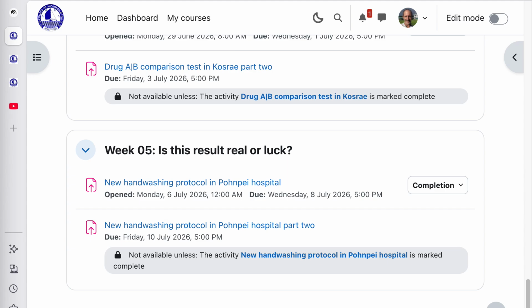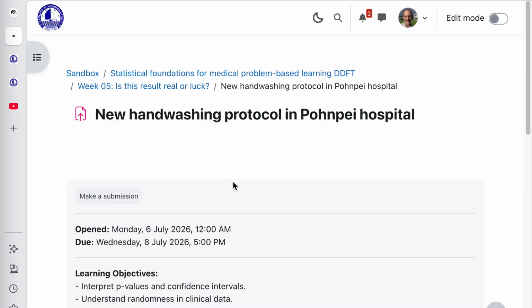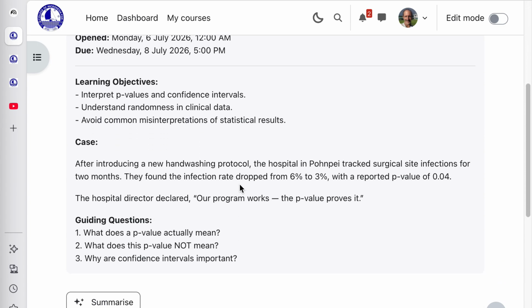So we look at whether a result is real or just a random chance of a difference. There's a new hand washing protocol at Pompey Hospital, and after introducing the new hand washing protocol, the hospital in Pompey tracked surgical site infections for 2 months. They found the infection rate dropped from 6% to 3% and a reported p value of 0.04. The director declared our program works.